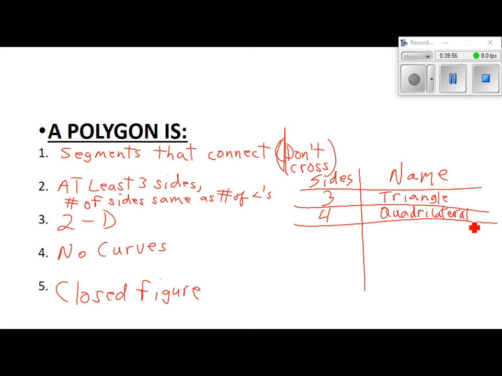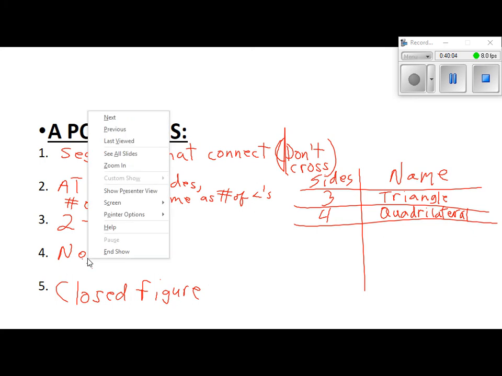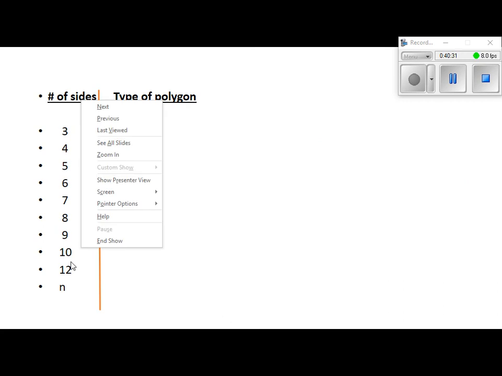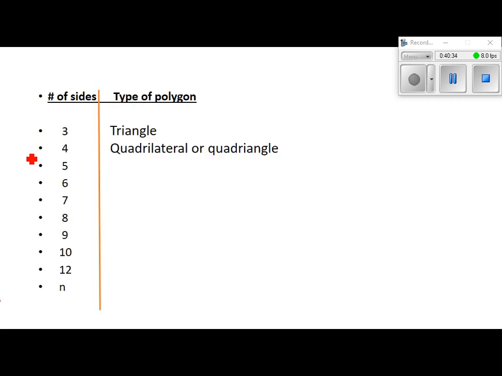There's another name. Anybody know another name for quadrilateral? Don't say square, rectangle, any of those shapes. I thought maybe you guys were young enough, because some of the new books aren't calling them quadrilaterals anymore. What's quad mean? 4 sides. Most of them are doing the same thing as triangle. Quadrangle. I don't like that. But a lot of the new books are doing that. So 3-sided triangle, 4-sided quadrilateral or quadrangle.